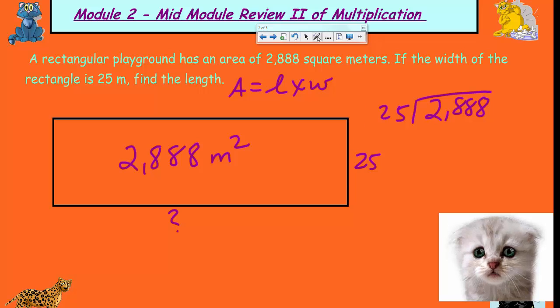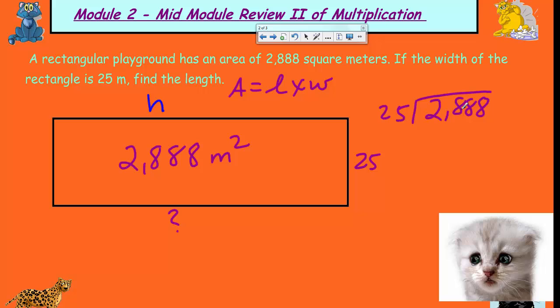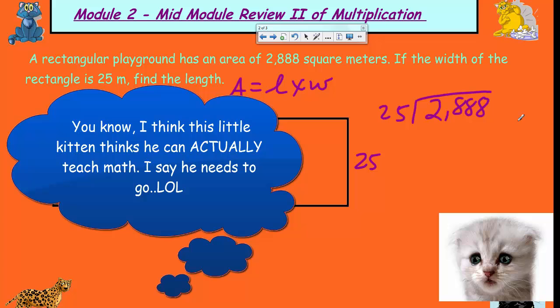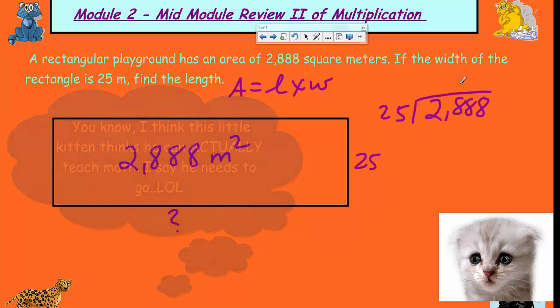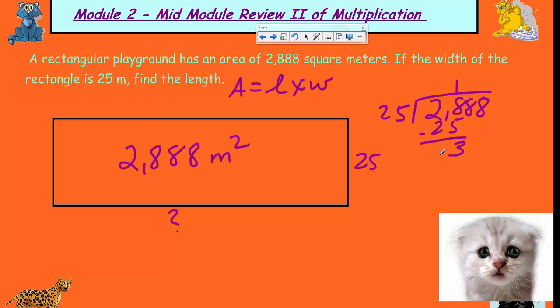So far, so good. I think so. And now I'm going to come over here and go ahead and solve the division problem. 25 goes into 28 really nice, which is really 2,800 when we look at the larger number. But how many times will it go in there? One time, and that's going to be 25. Then we subtract and we get 3, I do believe. And now I'm going to bring down my 8.